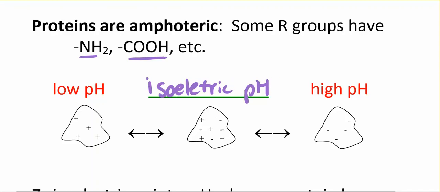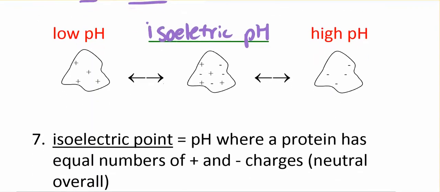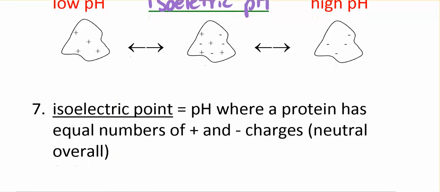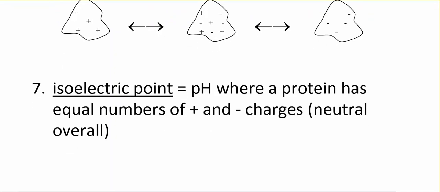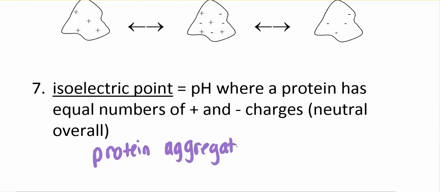And at that isoelectric point, it'll be neutral overall, and what will happen is that the protein will aggregate and form a solid. In other words, it denatures and coagulates.